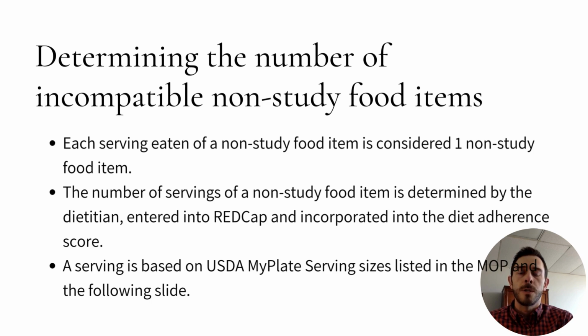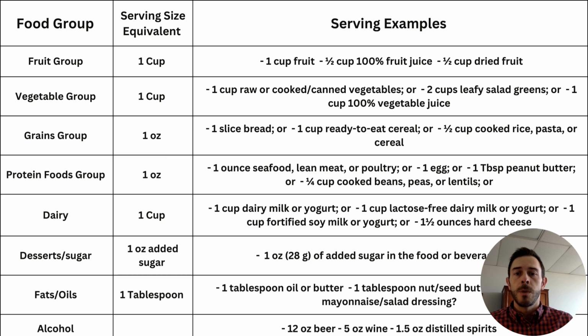So how are servings determined? Well, they're based on the USDA MyPlate serving sizes, which are listed in a table within the MOP. And also on the next slide, there's a brief table that illustrates this. So here you see the USDA MyPlate serving sizes for various food groups. This would be what staff would use to determine whether or not a non-study food represents an item or not.